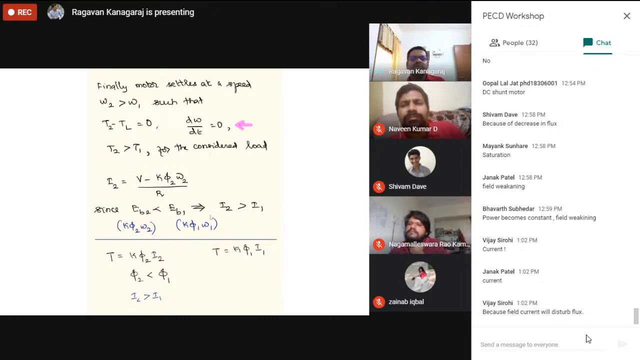Now, what will be the corresponding current? Now, current is equal to V minus K phi 2 omega 2. Now, omega 2 is the steady state speed. Do you follow what I'm saying? Omega 2 is the steady state speed. Therefore, this current I2 is greater than I1. Clear? Any question here?